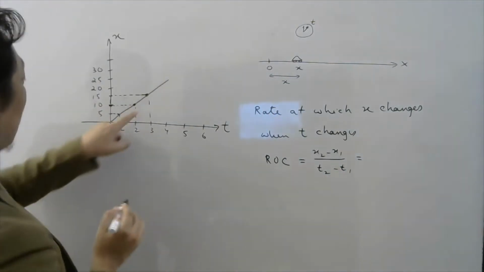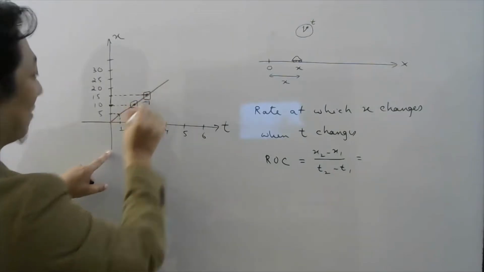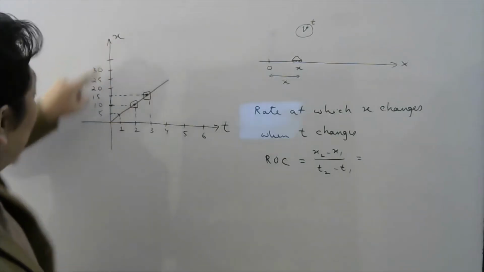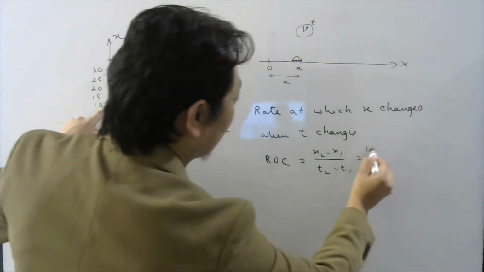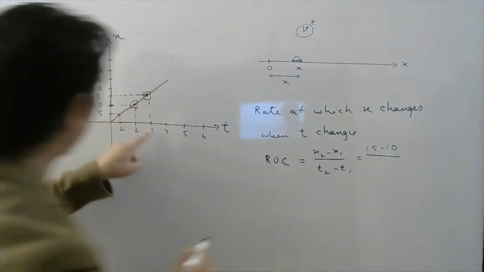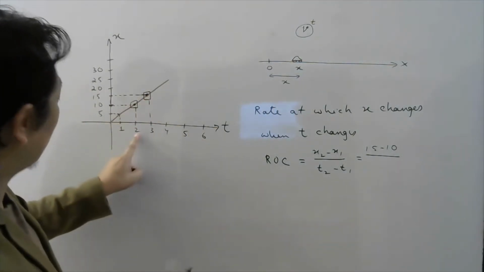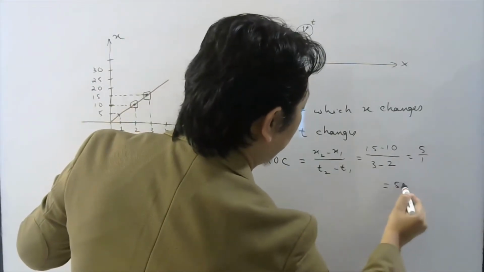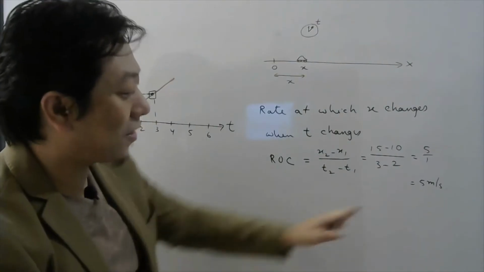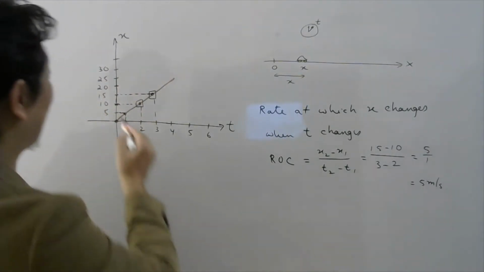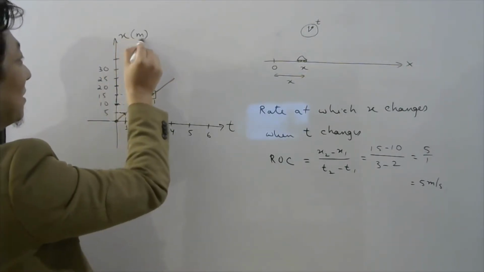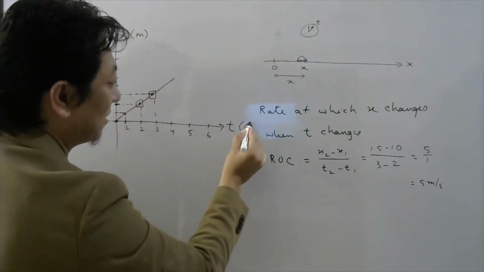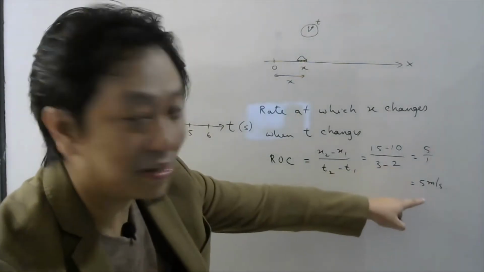So if I take any 2 points, let me choose this point and this point, then what would be your x2 minus x1? So this is your x coordinate, remember, so 15 minus 10, right? And what would be t2 minus t1? Remember, this is t, so t2 minus t1 would be 3 minus 2. That would be 5 by 1, so 5 meter per second. When I write 5 meter per second, I hope you understood that the distance x is measured in meters, and time t is measured in seconds. That's why I wrote 5 meter per second.